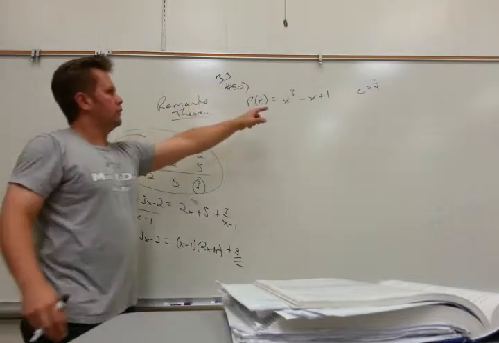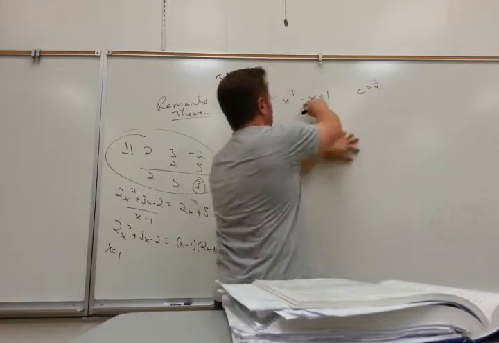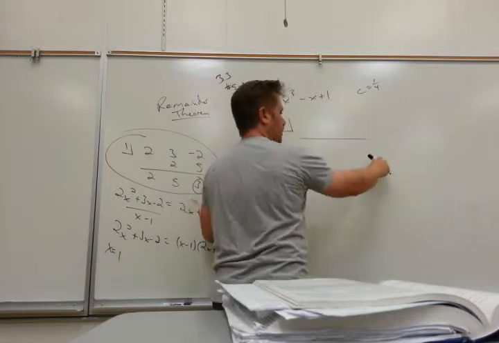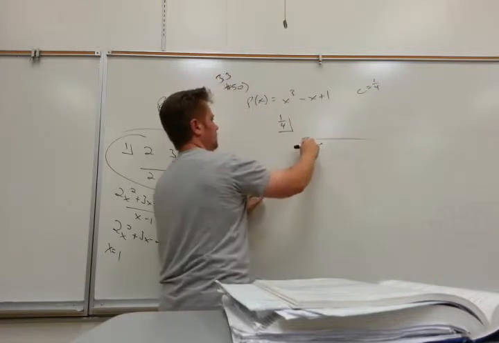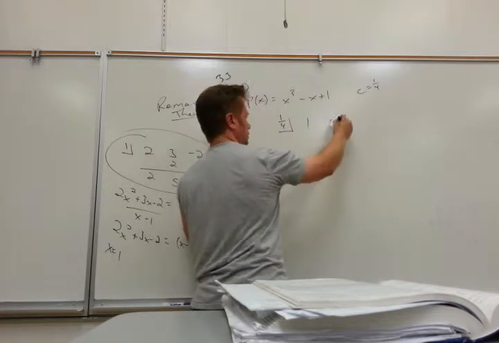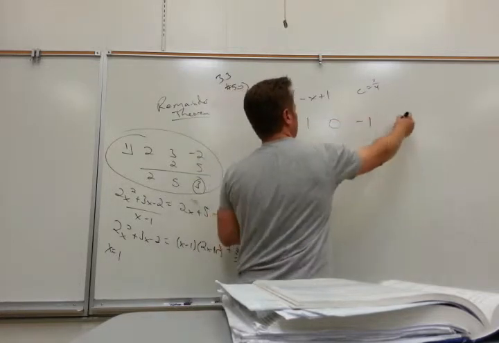So how do I figure out what I would get to plug a 1/4 into this function without actually plugging it in? I set this up and then I look at the remainder. How would I set this up? 1 minus 1. 0, good. Minus 1.